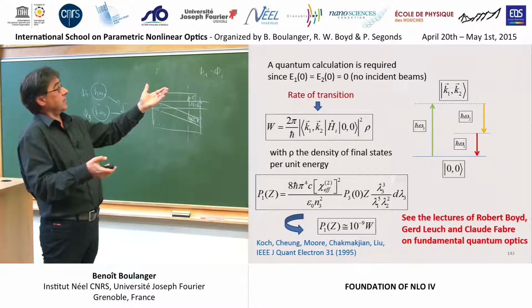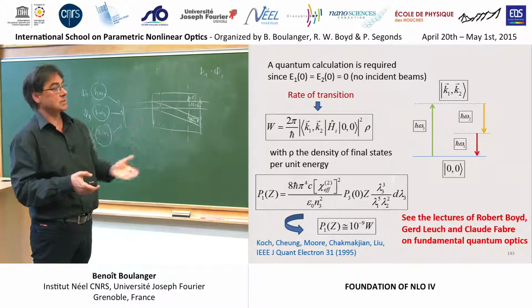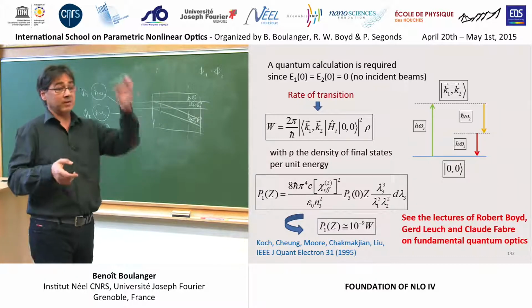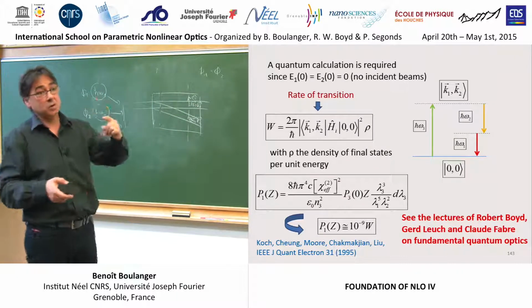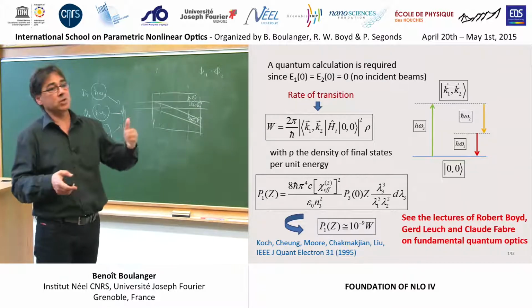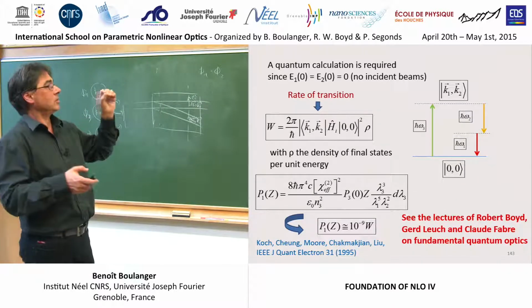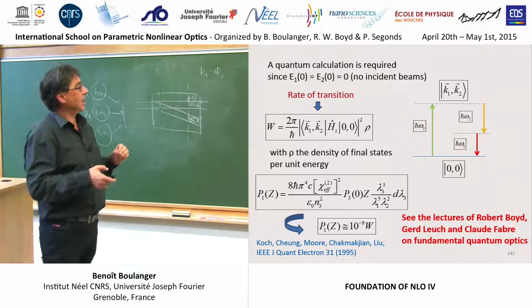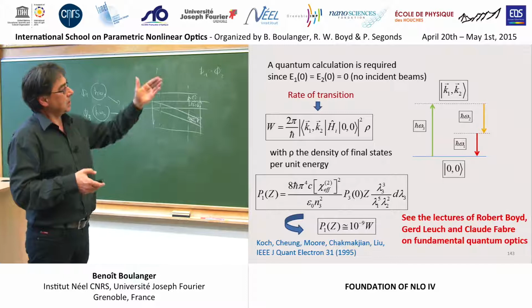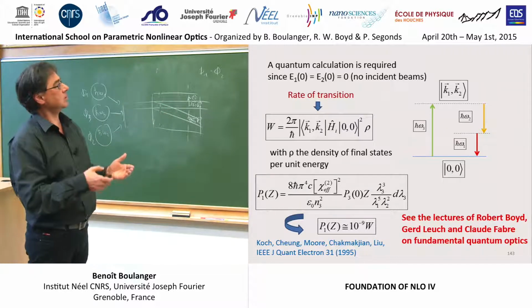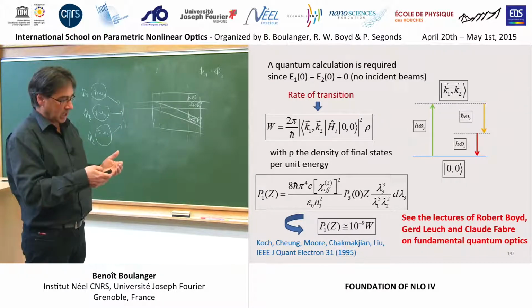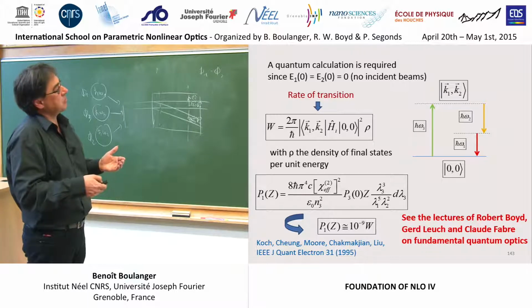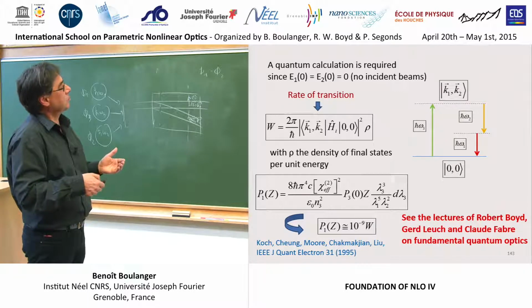So in the case of parametric fluorescence, at z equals 0, you have 0 photons at omega 1 and at omega 2. But in fact, no. You have the quantum fluctuation of vacuum, and so you have some photons. You can calculate this, and there are several ways to calculate the intensity of parametric fluorescence. The simpler one is this one, the golden rule.